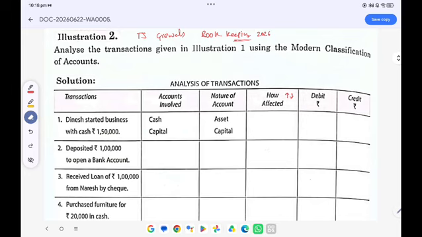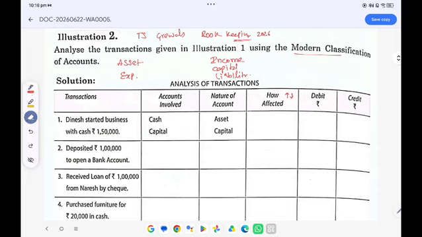Capital is a capital. Children, here don't forget, under modern classification we have categories like asset, expense, income, capital, liability. These are the 5 categories we have. When identifying the nature of account, we need to identify one category out of these 5. Here the cash is an asset, capital is a capital.